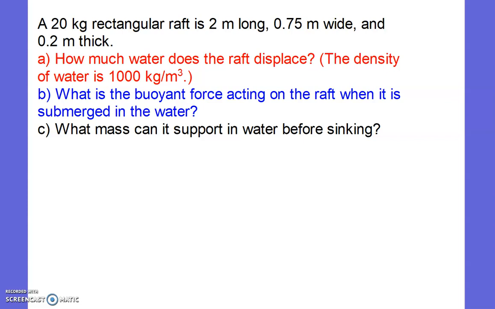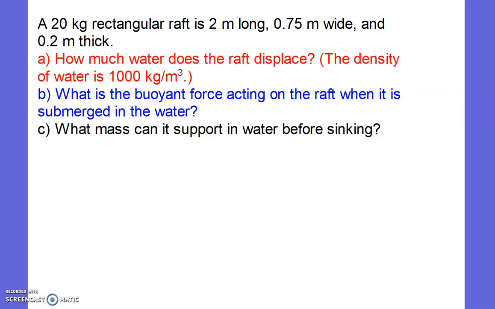In this problem, we have a 20-kilogram rectangular raft, which is 2 meters long, 0.75 meters wide, and 0.2 meters thick. We want to first find out how much water the raft displaces. Second, what is the buoyant force acting on the raft when it is completely submerged in the water. And lastly, what mass can this raft support before it starts to sink?